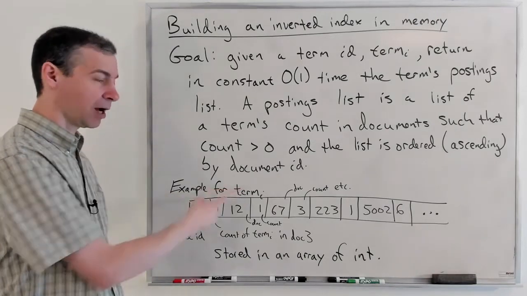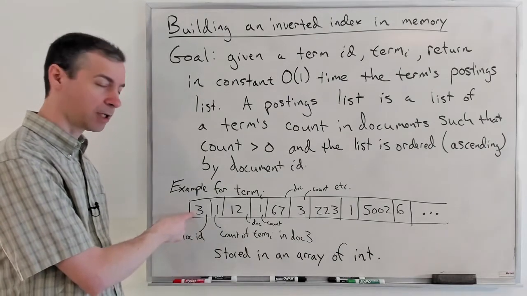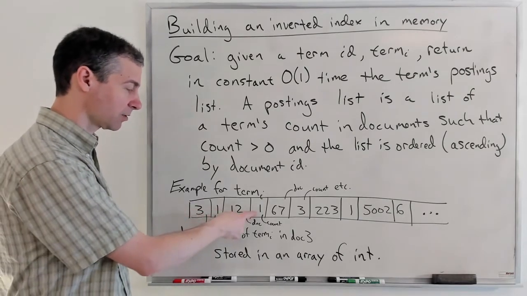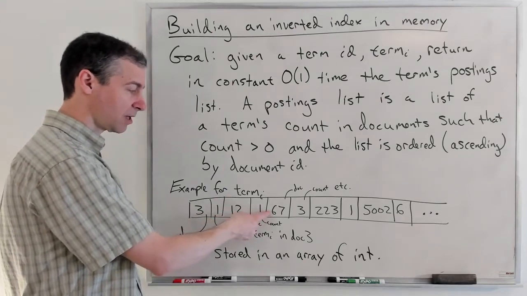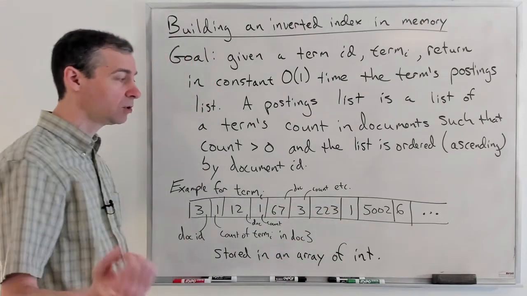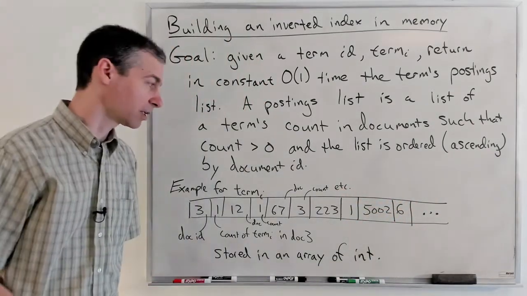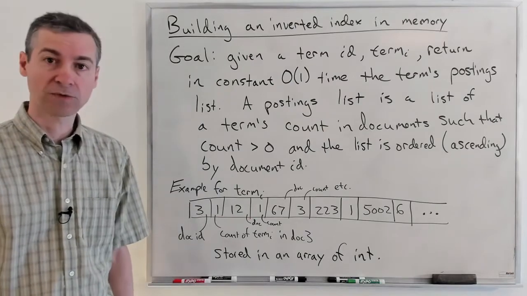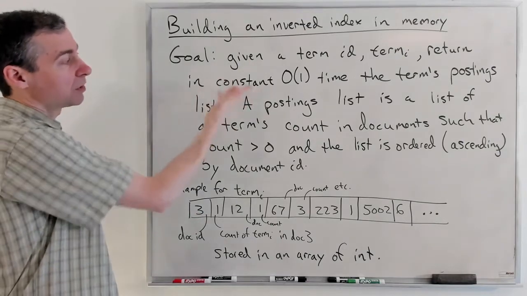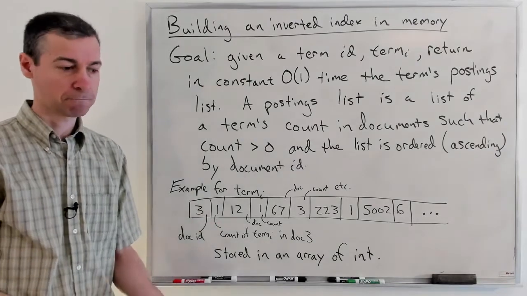So for term I, which could be the word shark, document 3 has the word occurring in it once. Document 12 has the term occur in it once. Document 67, though, has it 3 times. Document 223 once. Document 5002, 6 times. Okay, great. And so forth and so on for the entire collection. And again, only where the term is actually found in a document. So this is the data structure we want to build, so that we get these back in constant time.